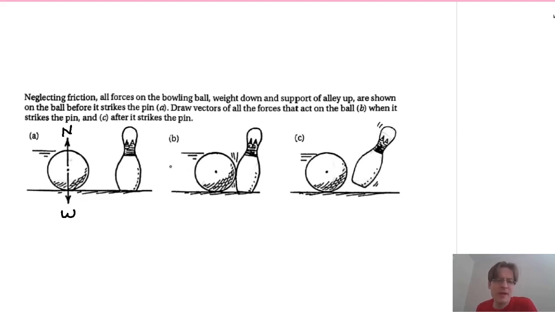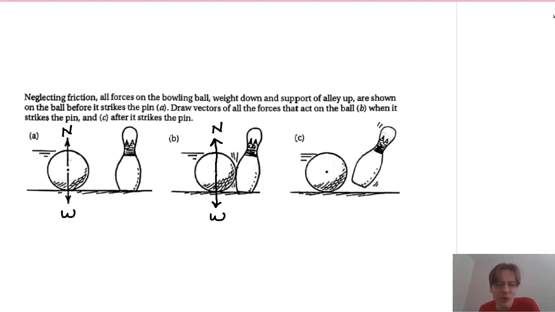Okay, I hope you thought about that. And let me give the answer. The ball's weight is no different. Earth's gravity didn't change just because it's hitting a pin. It's still in contact with the floor, and the same support is still there. So the normal force didn't change either.